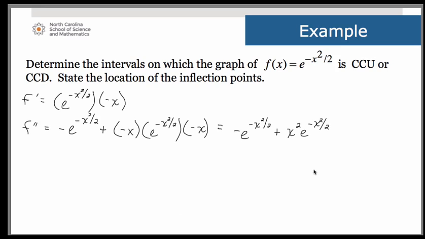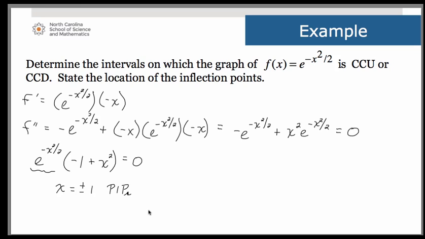Now we need to set this equal to 0 and solve for x, and that will give us our possible inflection points, our PIPs. So this one we could factor out the e term. So we'd have e to the negative x squared over 2 times (negative 1 plus x squared). That's really just a difference of two squares. There is no place that this part will equal 0 by applying the zero product property. So the only possible inflection points we get are positive and negative 1.